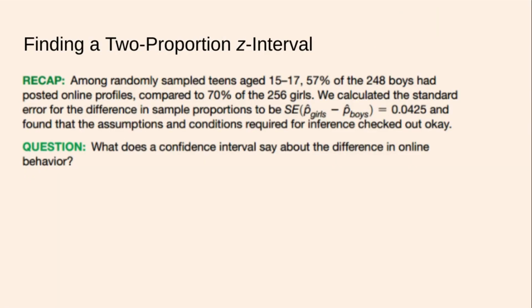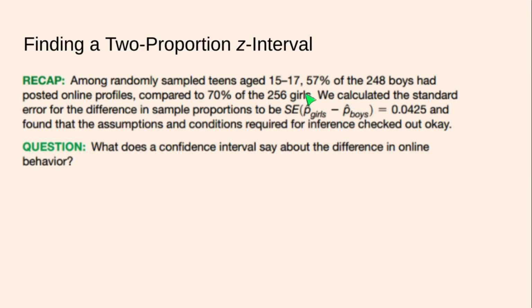So here we go. What we're going to do is take some information from the top here, and apply it to the problem we've been working on. We have 57% of the 248 boys posted online profiles, 70% of the 256 girls. We calculated the standard error for the difference of sample proportions to be 0.0425 and found the assumptions and conditions required for inference checked out okay.